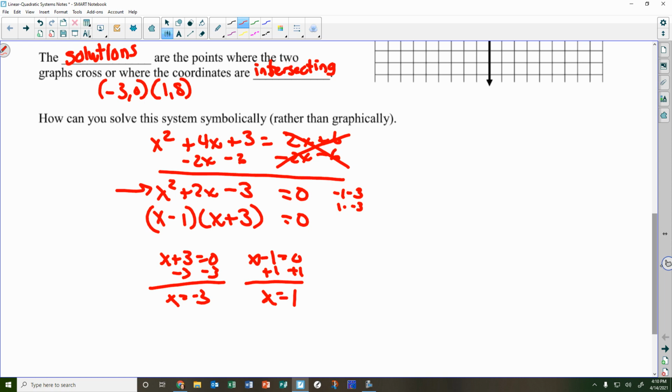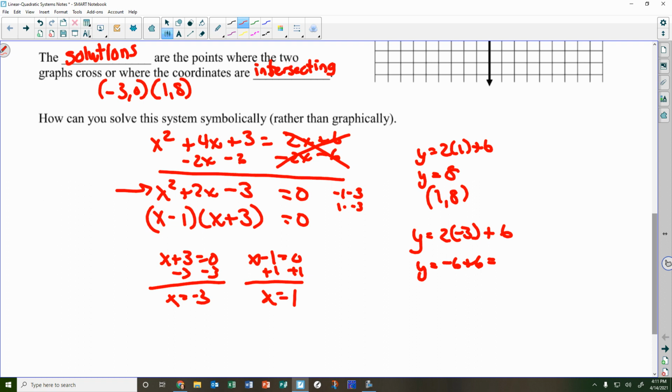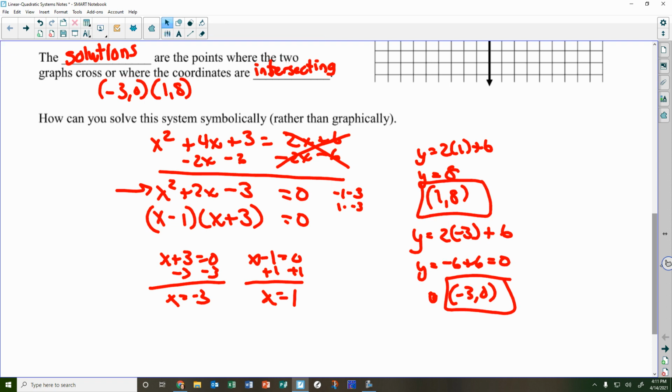All right, so when x is 1, if I use the linear line and plug 1 in for x, I get 8. So there's your coordinate 1, 8. So that matches up above. And then if I plug the -3 in for x, again in the linear, I get 0. So our coordinate here is -3, 0. And you can see that they match what the graph did, but this is doing it symbolically.